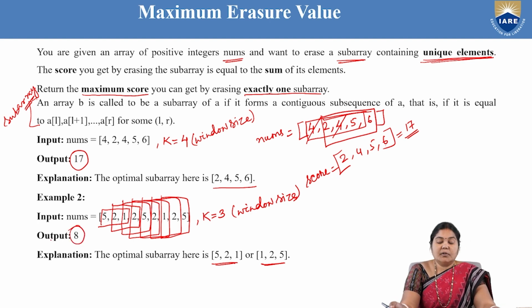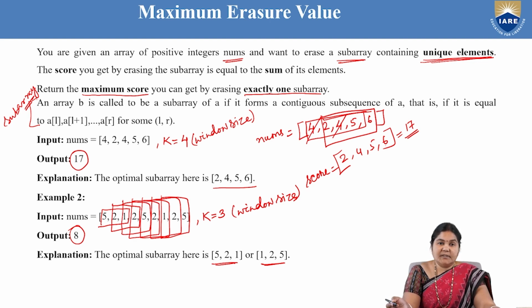Okay, so this problem can be easily solved if the k value is given in the question, that is the window size, so that we can easily apply the sliding window approach for each subarray. We can find out the maximum score and check whether it contains unique elements or not. But in the question, the k value is not given. Then how to solve the problem?